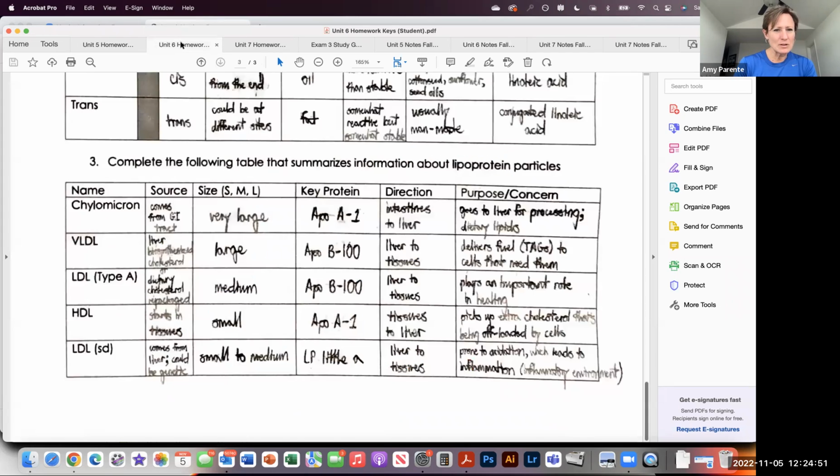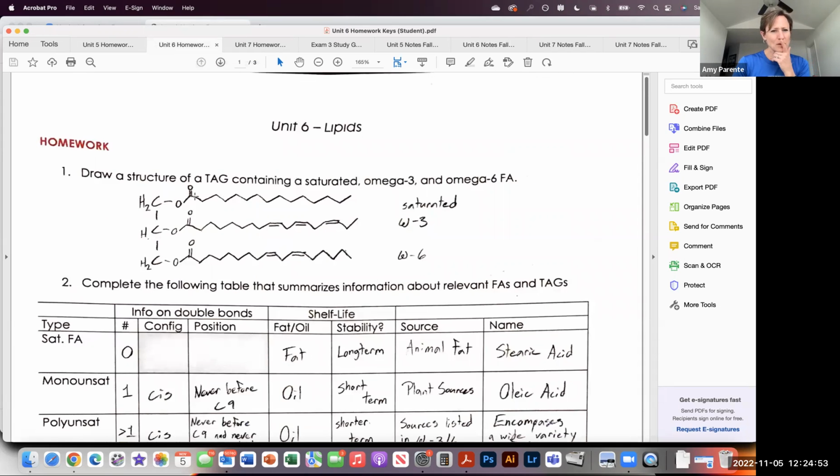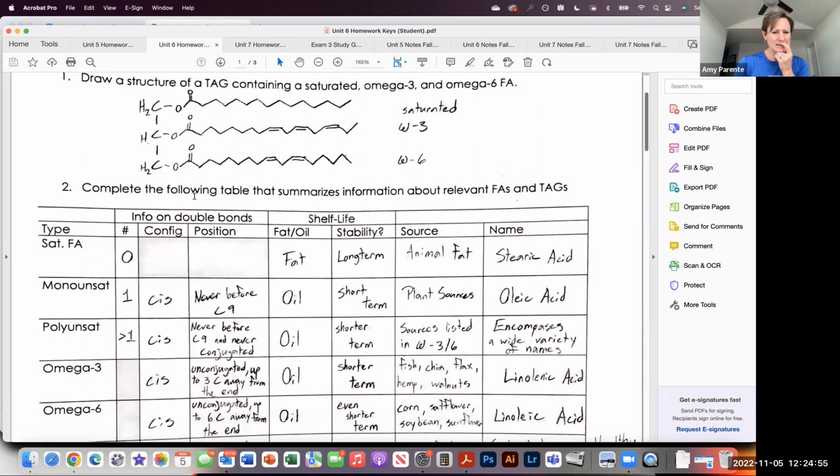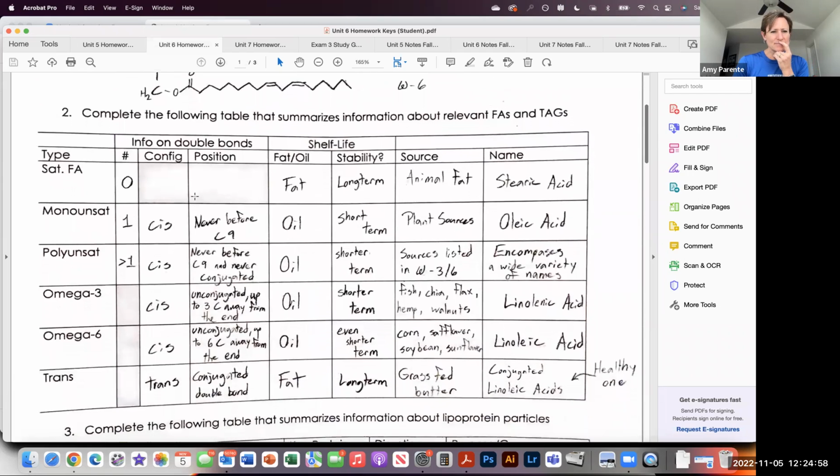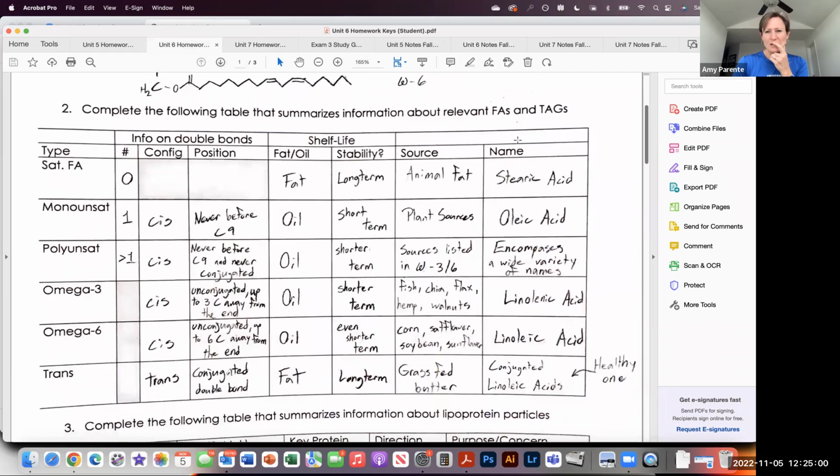All right, looking at lipid homework really quick. We talked about drawing something. You do not need to know names. This last column, you definitely don't need to know.